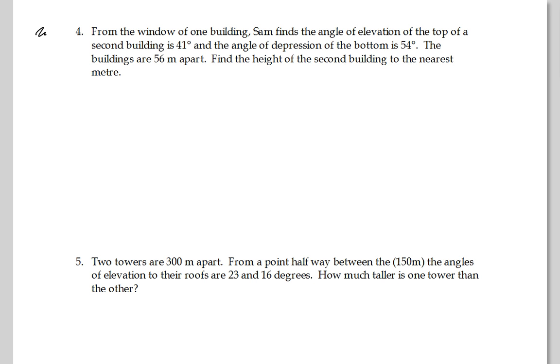From the window of one building, Sam finds the angle of elevation of the top of a second building. It's 41 degrees. So we need to have 2 buildings. And then they tell you that the angle of depression of the bottom is 54. The buildings are 56 meters apart. Find the height of the second building. So one building has to be shorter than the other. Does that make sense? Kind of like this.